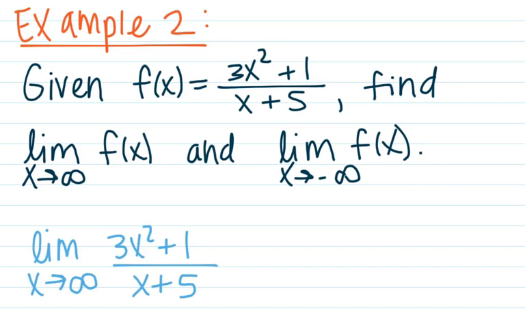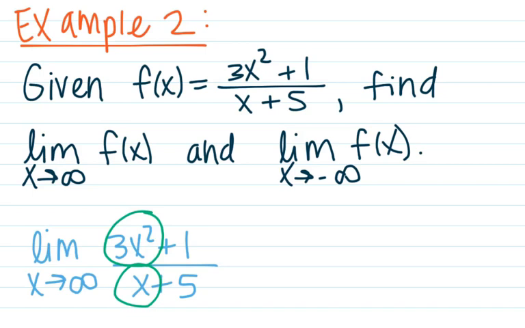To figure out which one wins, so to speak, we need to first figure out what that dominant term is for each one. So in the top, as we go to infinity, this little 1 is not going to be a big deal, but 3x squared will. And in the denominator, as we go to infinity, the plus 5 is not relevant, but x will be. So we end up with 3x squared and x being our end-behavior model.